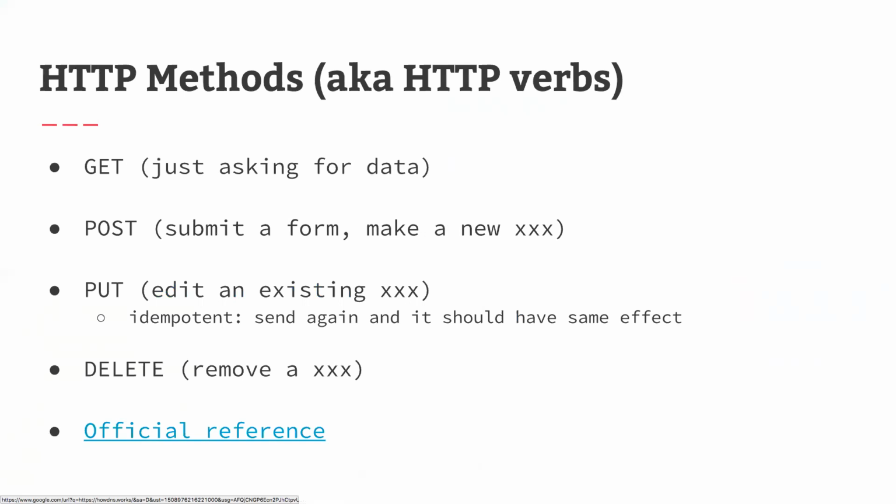So this is convention that you use GET if you're just asking for data. So if I want a list of pets on the server, I can just make a GET request. By default, when you type in a URL in your browser, it's making a GET request.